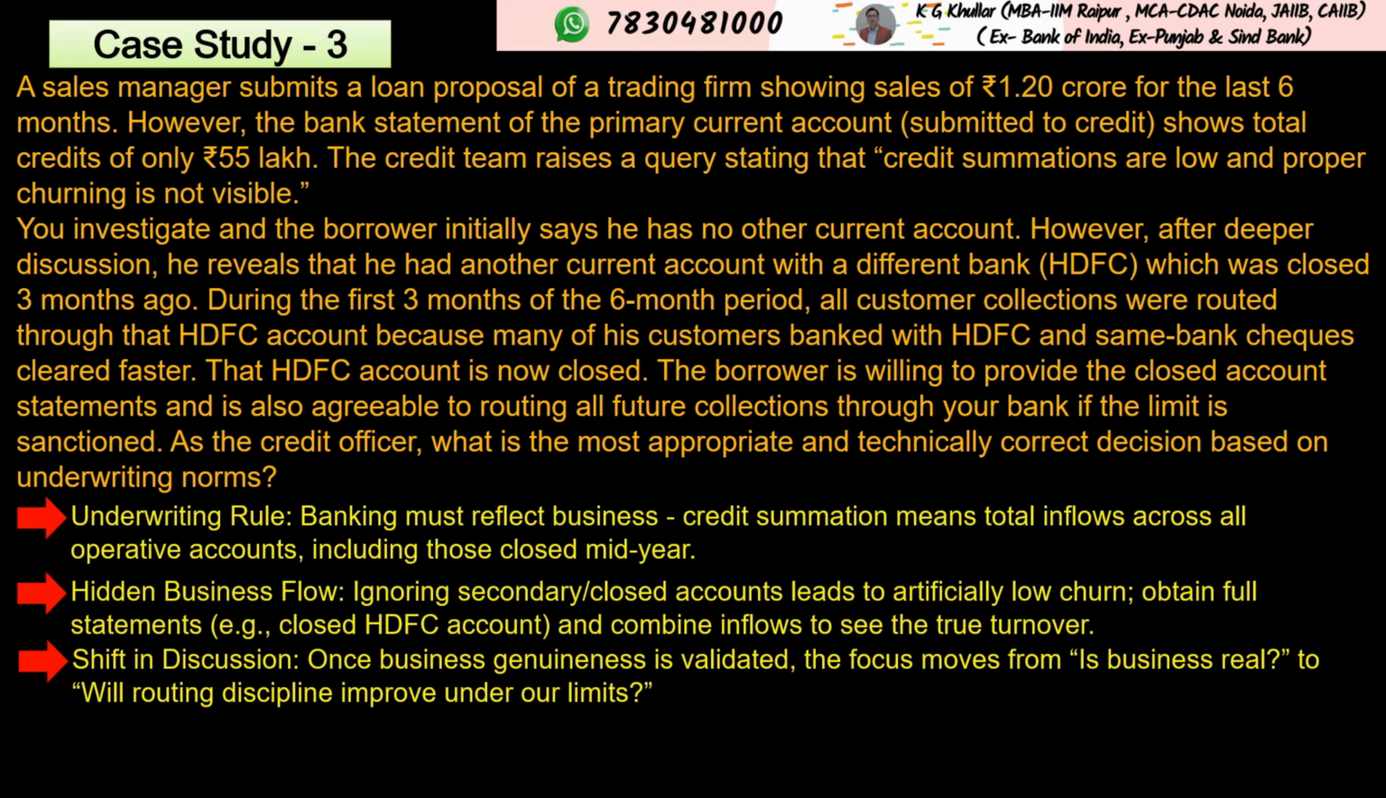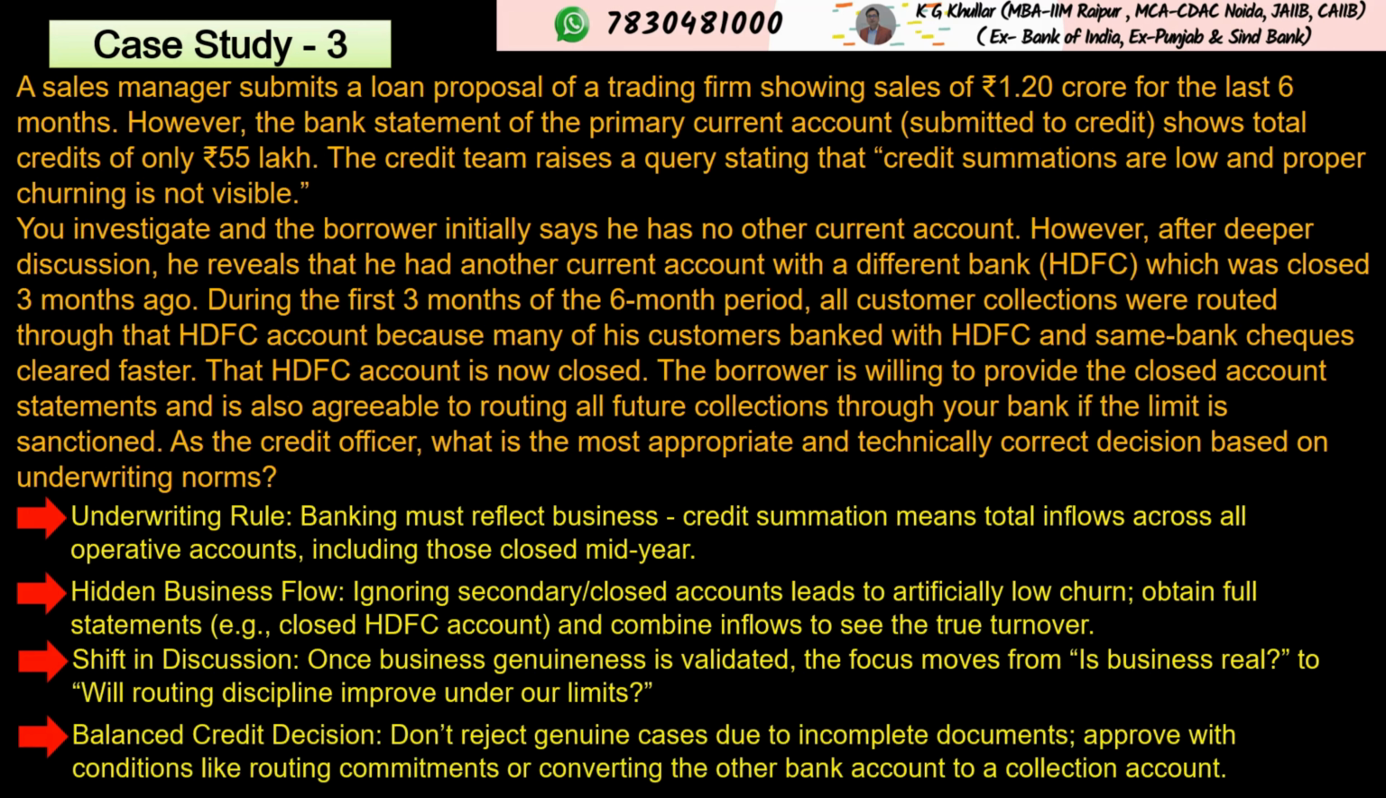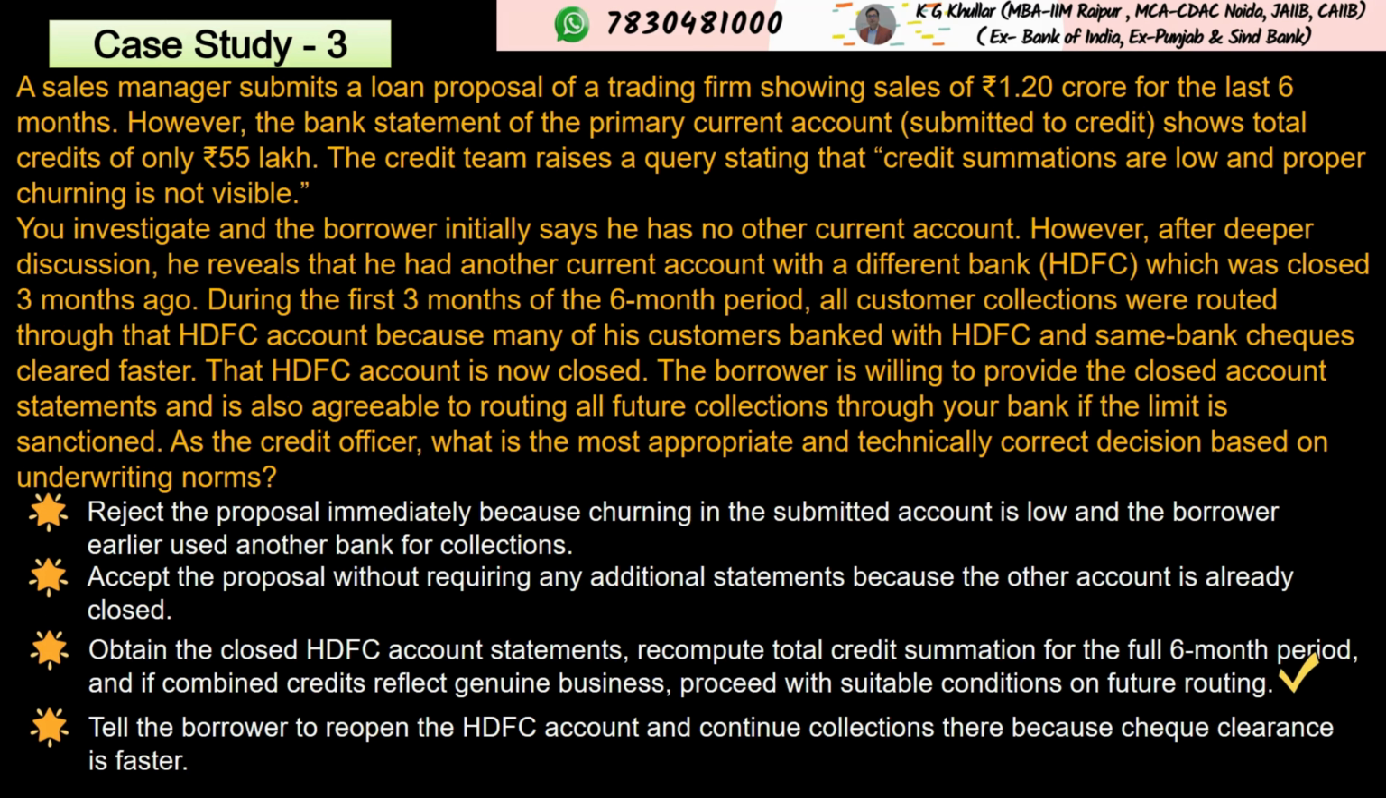Friends, when limits are with your bank, the lender expects maximum credit to come from their system. So after verifying the business through the HDFC account, you can put conditions like closure of the other bank account or converting it into a collection account. Fact of the matter is, you don't reject a genuine case due to an incomplete document, but you also protect the bank's interest going forward. So that's why option C is the most technically correct and banker-like decision.